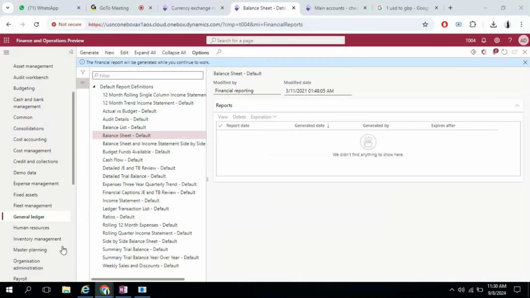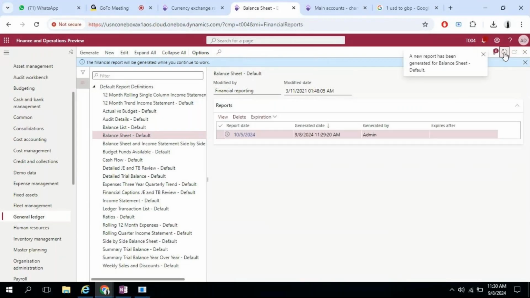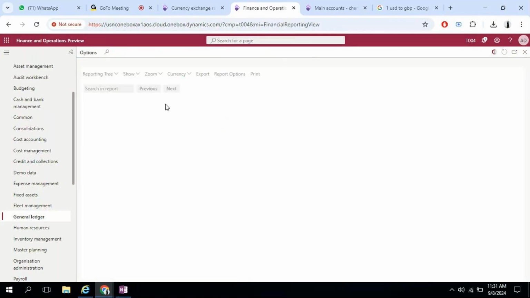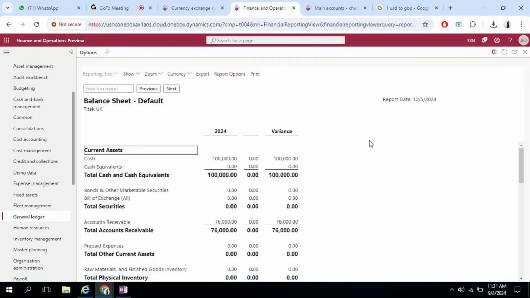Meanwhile, I will check if the report is generated or not. This is the way you can use your financial report. You need to click on the generate button and give the date. According to the date, this report will be generated, and then you can click on the view button. Once the view button is clicked, you will be able to see a report. These are the standard reports.